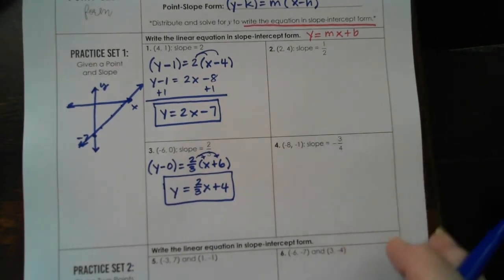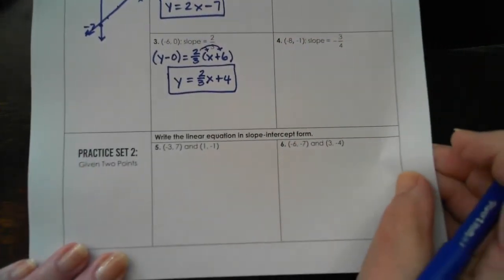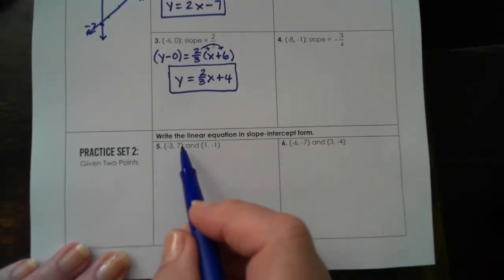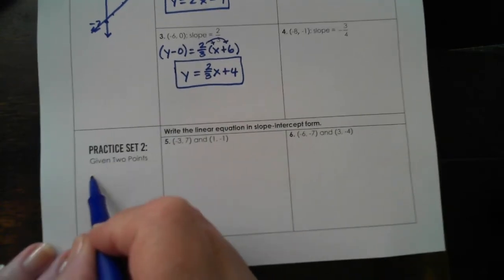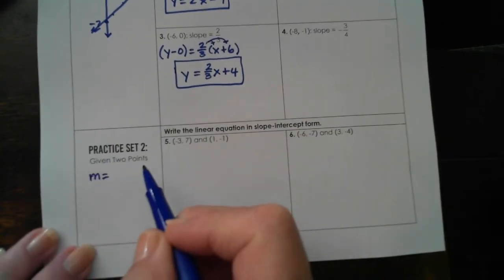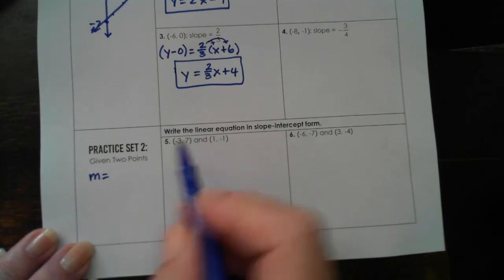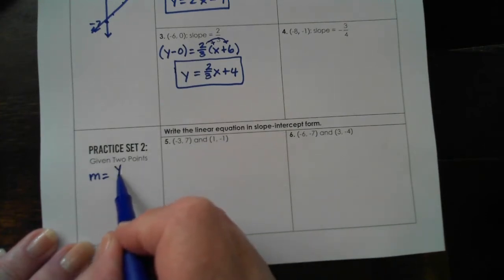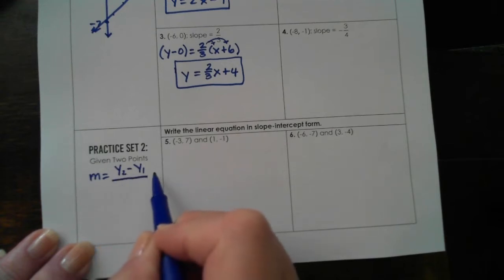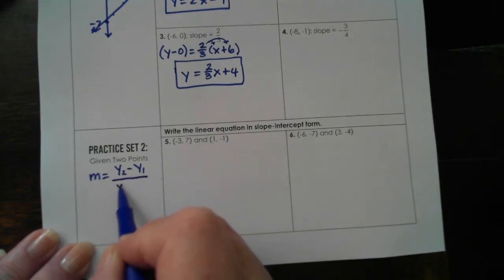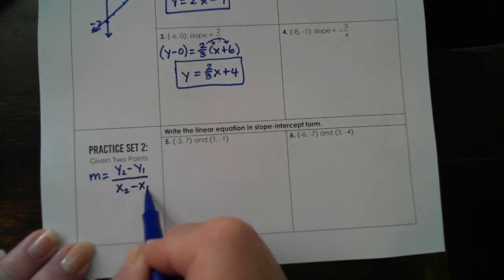You're going to do problems 2 and 4 on your own. I'll have answers posted so you can check your work. In practice set 2, we don't have the slope. We have 2 points, but recall that your slope is the change in your y's, so you would subtract your y's, and typically the formula is written y sub 2 minus y sub 1, divided by the change in our x's, x sub 2 minus x sub 1.